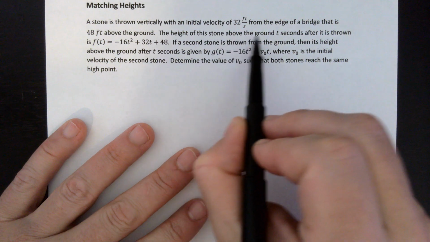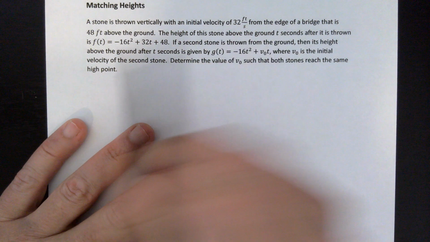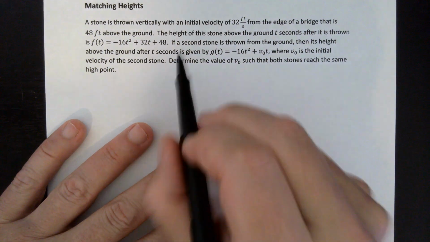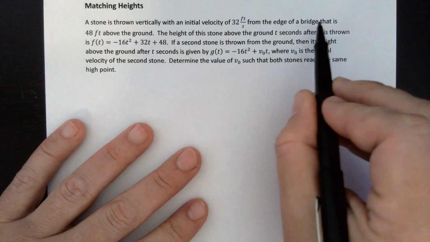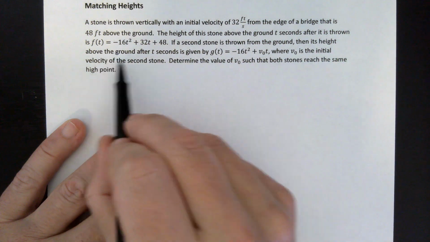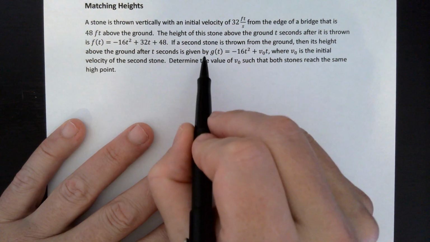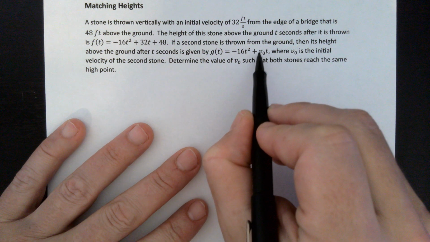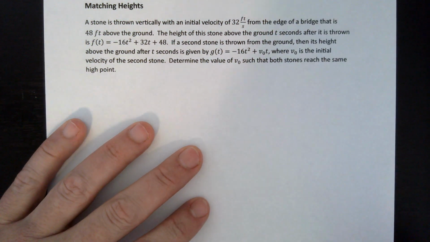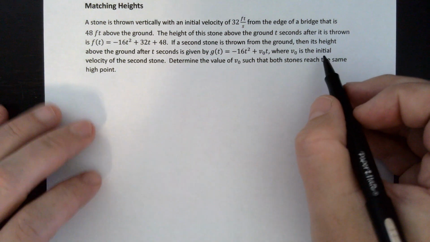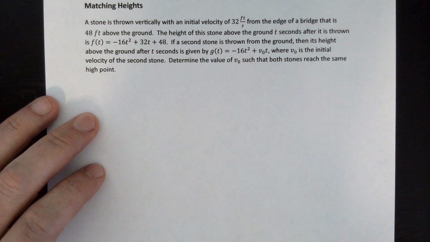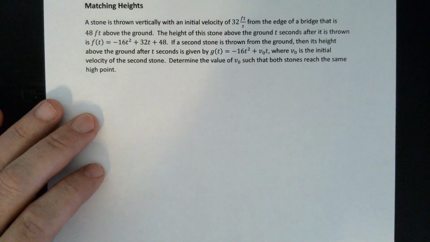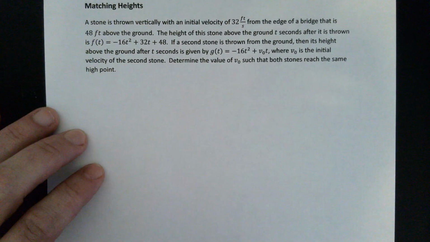The height of the stone above the ground t seconds after it is thrown is negative 16t squared plus 32t plus 48. If a second stone is thrown from the ground, not the bridge, then its height above the ground t seconds after is given by g of t equals negative 16t squared plus v naught t, where v naught is the initial velocity of the second stone. So what we need to do first is find the maximum height of both. We'll do the first stone first.